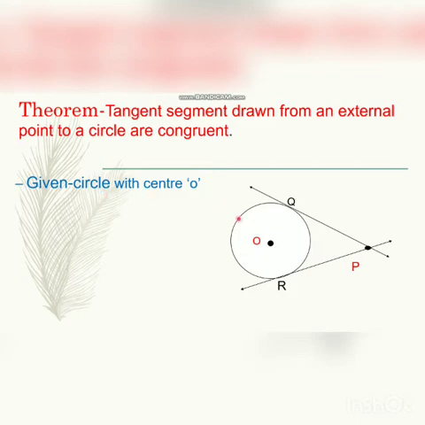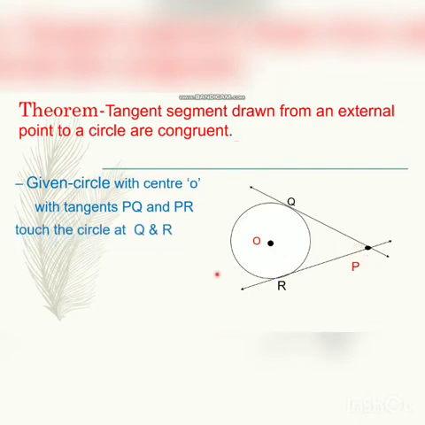This is a circle with center O. So I write a circle with center O with tangent PQ and PR touching the circle at Q and R points.